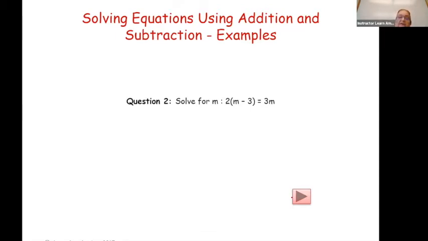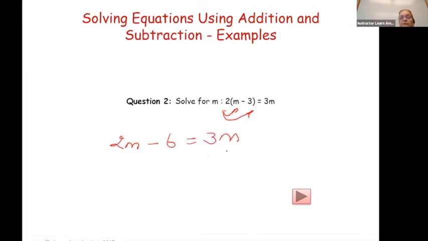All right, let's look at another equation. Solve for m. In this case, remember, we have to get rid of this multiplication first. So multiplication of m minus 3 by 2 requires that we use the distributive property. The 2 has to distribute over the m, and the 2 has to distribute over the negative 3. So this gives us 2m minus 6 equals 3m.